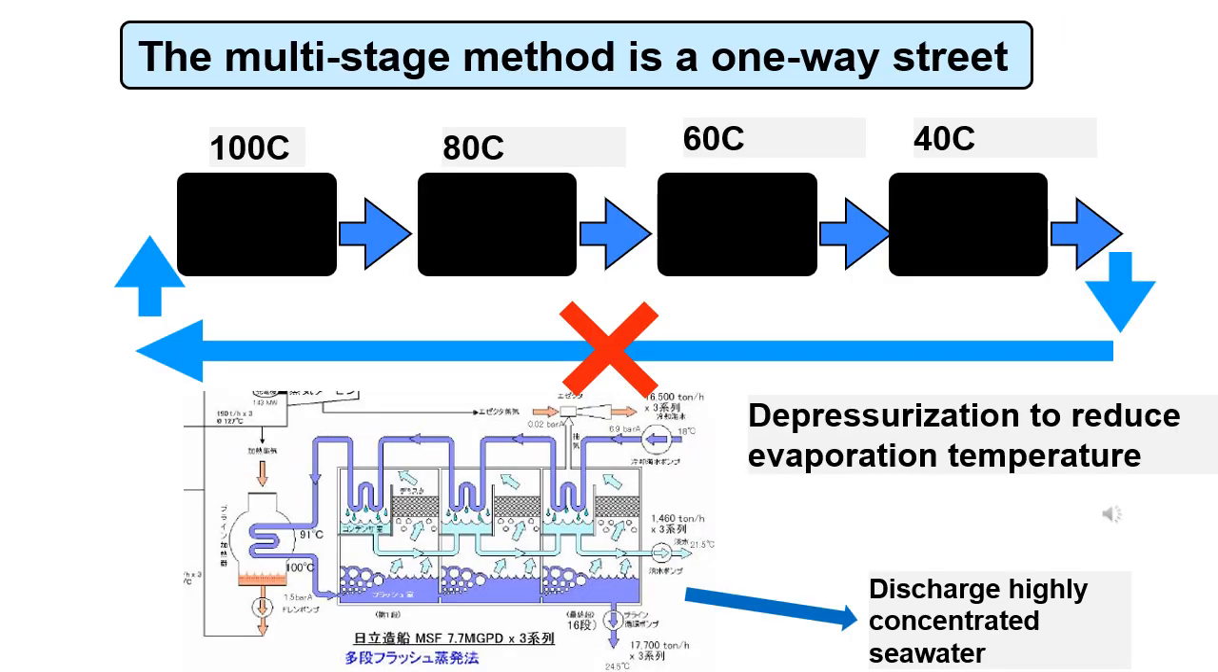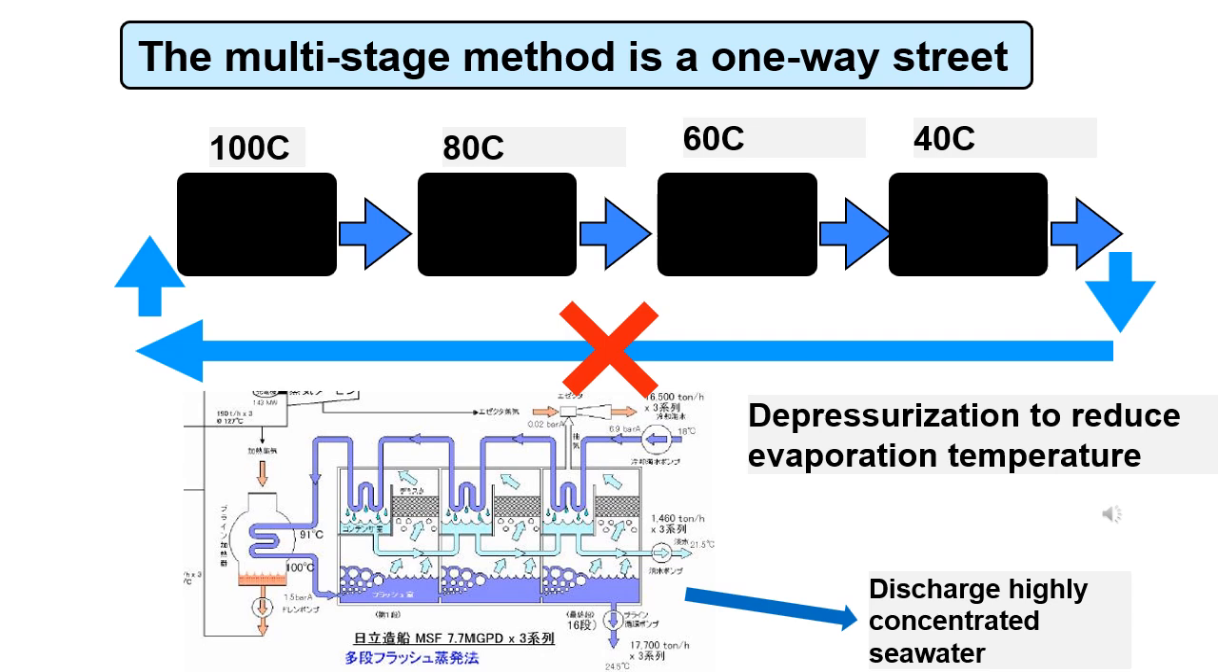The big problem with the multistage method is that it is a one-way street. In order to use boiling as a means of making steam, a number of devices with different temperatures must be connected. Since the boiling temperature varies depending on the atmospheric pressure, in the case shown in the figure, the pressure decreases from left to right.